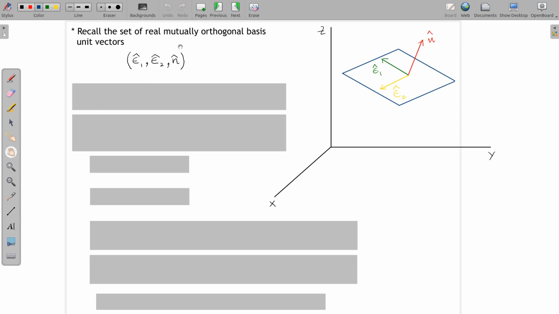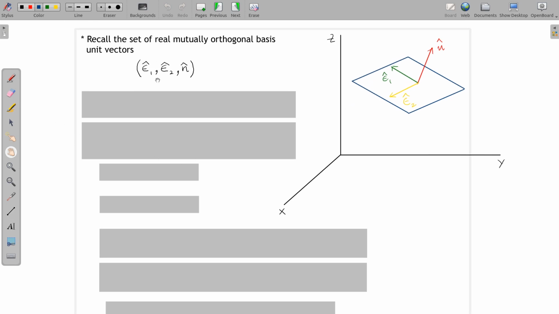So this is the set of real mutually orthogonal basis unit vectors. Let's say I have a plane wave traveling along the direction n cap. This represents the wavefront, and then we have two other directions, epsilon 1 and epsilon 2. The electric field could be along epsilon 1 and the magnetic field along epsilon 2, or the magnetic field could be along epsilon 1, and then the electric field will be along minus epsilon 2. So we can use this to represent the motion of the electromagnetic wave.